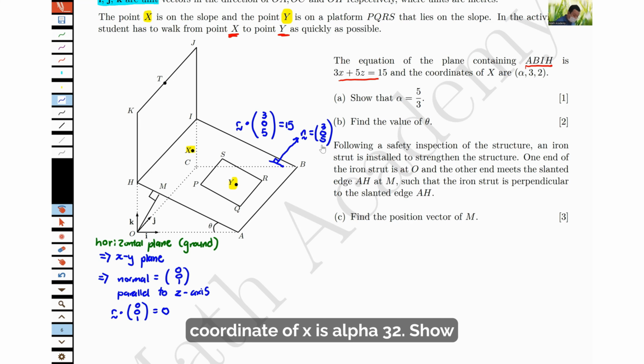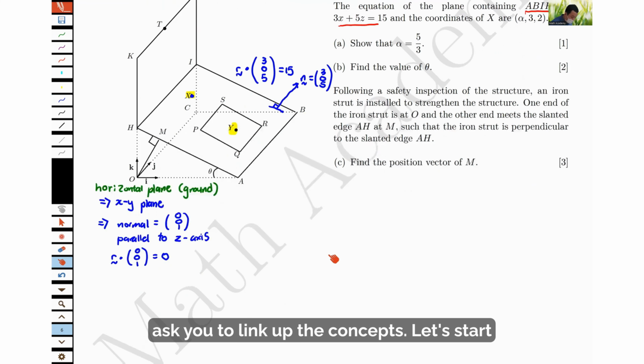The coordinate of X is (alpha, 3, 2). Show that alpha is 5 over 3. This alpha value is the unknown of my coordinate X. And X is a point on my plane. So they are trying to ask you to link up the concepts. Let's start with part A. I write it on the left here.